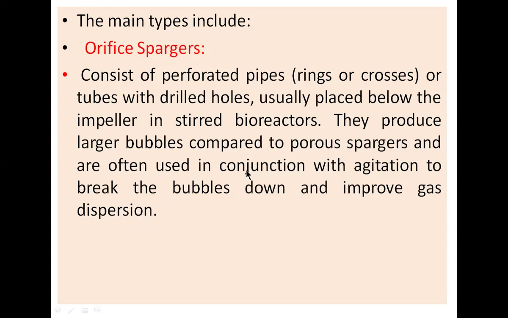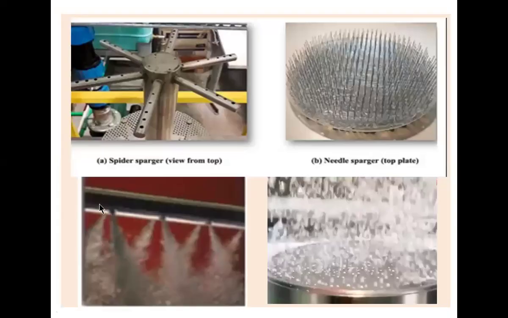Okay, so this is about the orifice sparger. So you can make out here different types of spargers can be observed. This is one of the spargers that will be fixed. You can make out these are the holes that will be present, and here also a needle sparger from the top plate. Very minute air bubbles will be released. You can make out here also the gas bubbles are released. The erected pipes, they are using the pipes. Okay, so these are the different types of sparger.